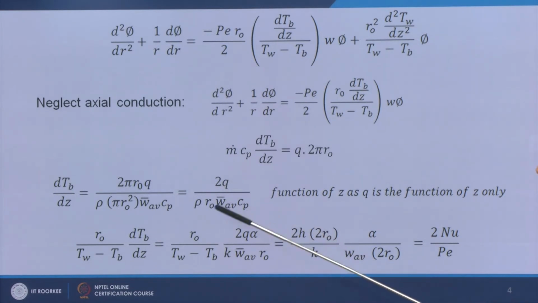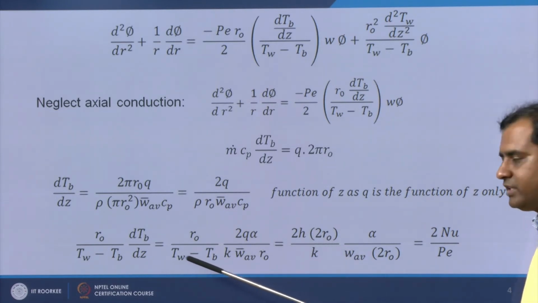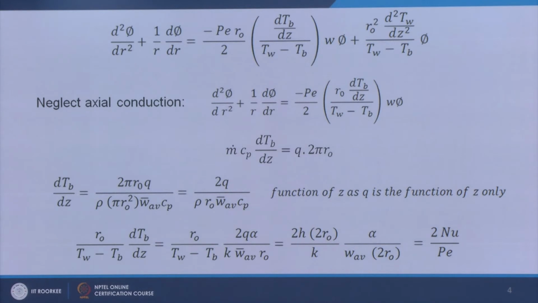So 2q rho Cp we have converted to k by alpha, and w̄ r₀ remains over there. With a little bit of cancellation, if we consider q by (Tw minus Tb) to be equal to h, the heat transfer coefficient, which is nothing but heat flux divided by the average bulk temperature difference, you can write this one as h.